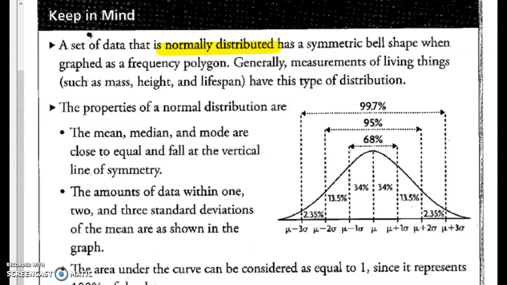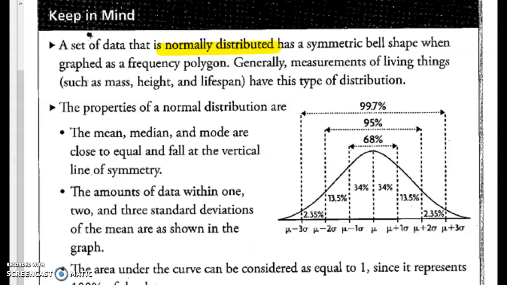The properties of a normal distribution are, so the mean, the median, and the mode are close to equal. So this type of data, if we would find the average, it would be right there in the middle. If we would find the median, the exact center of the data, it would be very close to the mean. And if we would find the mode, the number that occurs the most often, it would be very close to the mean.